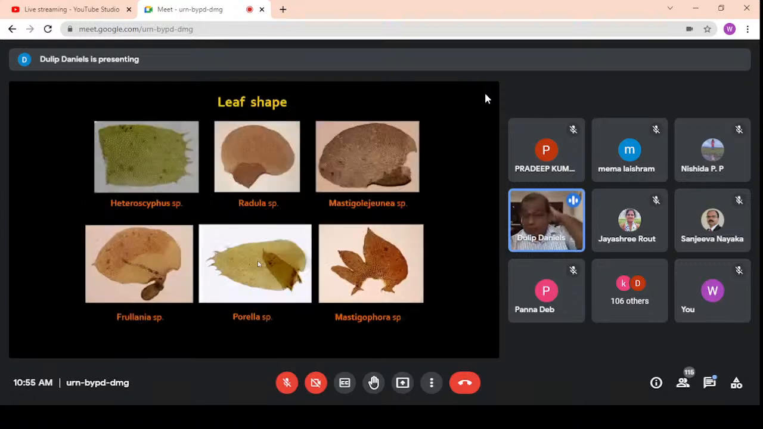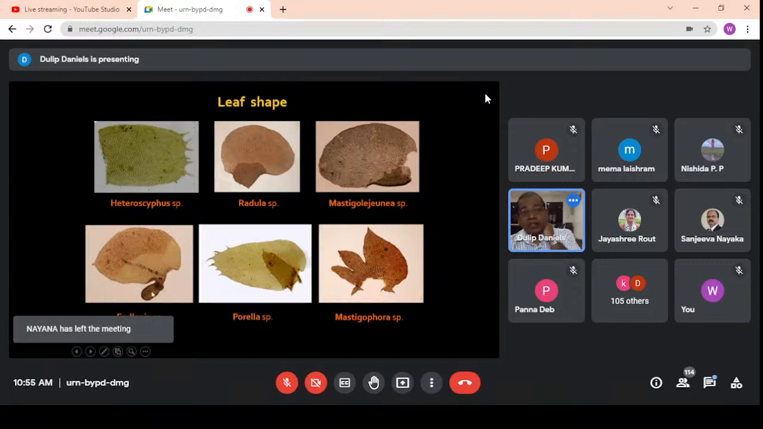Look at the leaf shape. Heteroscyphus has a leaf with teeth, Radula, Mastigolejeunea, Colura. Look at the lobules. This does not have a lobule. In Phalaenea, it's helmet-shaped. Variations, diversity.